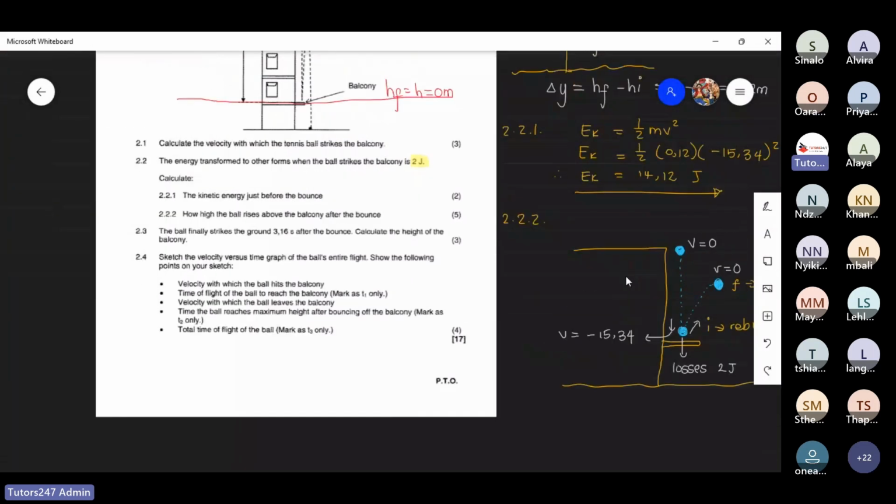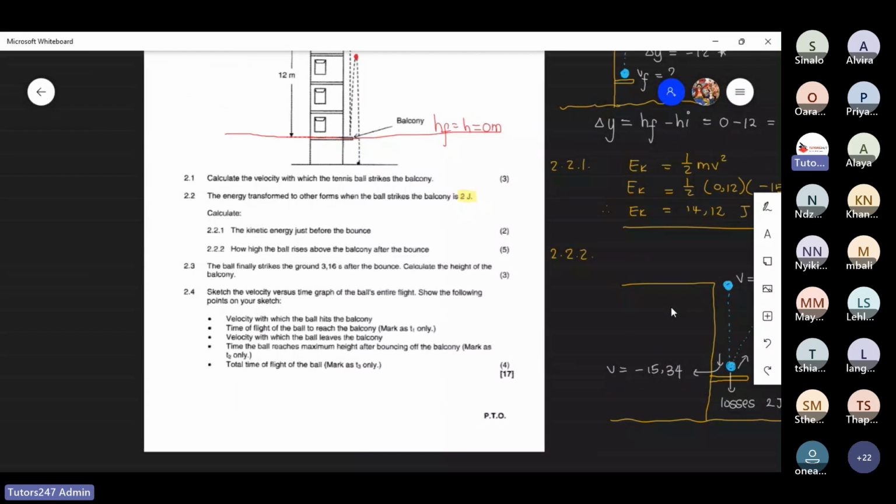So do you see statement 2.2? I've highlighted it as well. It states that the energy transformed to other forms when the ball strikes the balcony is 2 joules. Always remember that whenever an object hits another object, or whenever objects come into contact, there is energy dissipation. Energy is dissipated in the form of heat, light, sound, deformation, and other things.